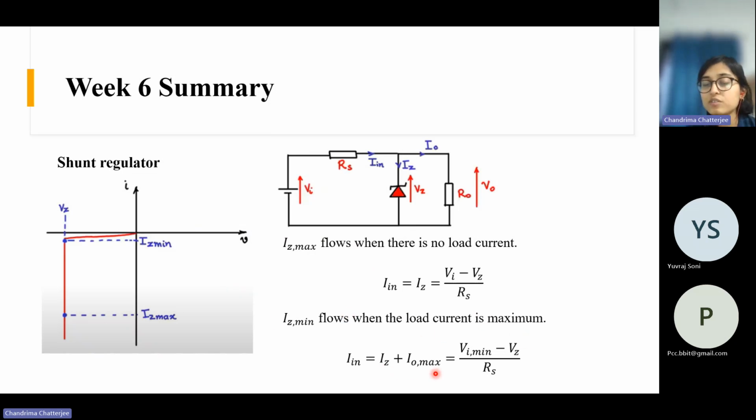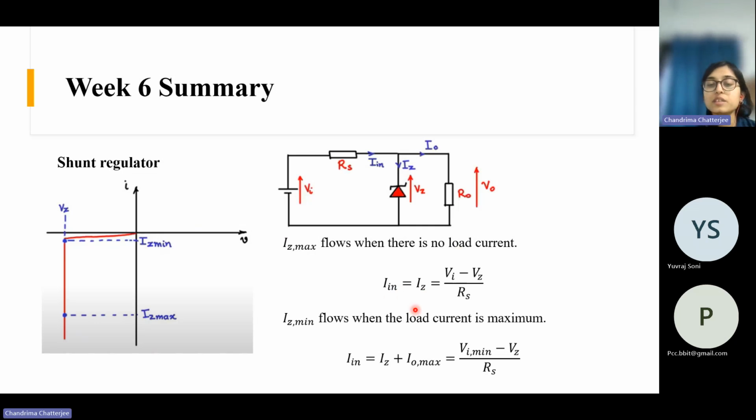So Iz plus Io max, and suppose there is some fluctuation in the input voltage also. So we are writing Vi minimum minus Vz by Rs. Okay. This is the condition when the load current is maximum. So the current through the Zener is very small. And this current should be greater than or equal to IZ min. This current shouldn't be lesser than the IZ min current. Otherwise, the Zener will not be in the breakdown region, and it will not be able to regulate the voltage.